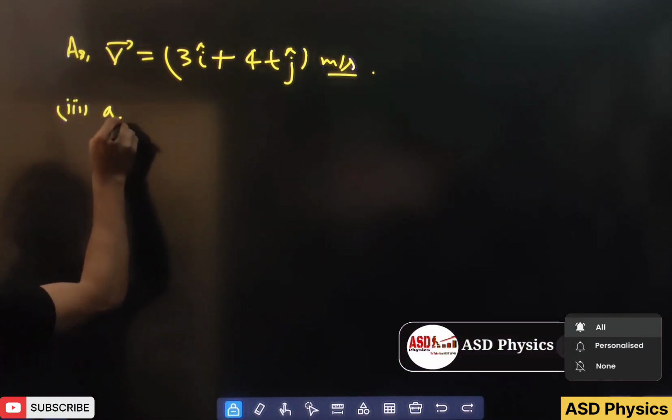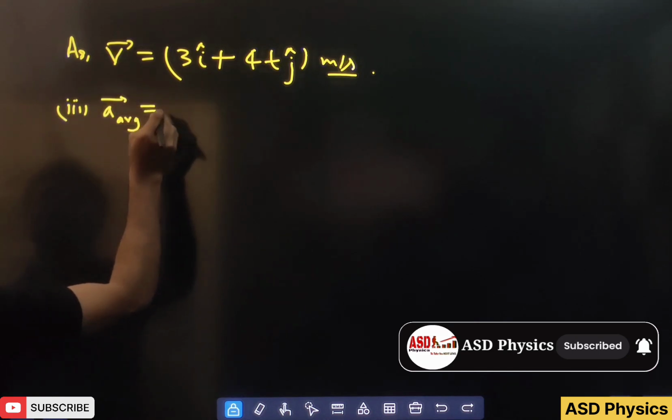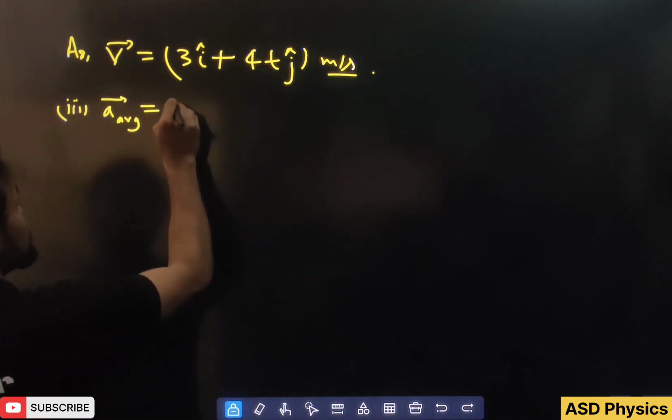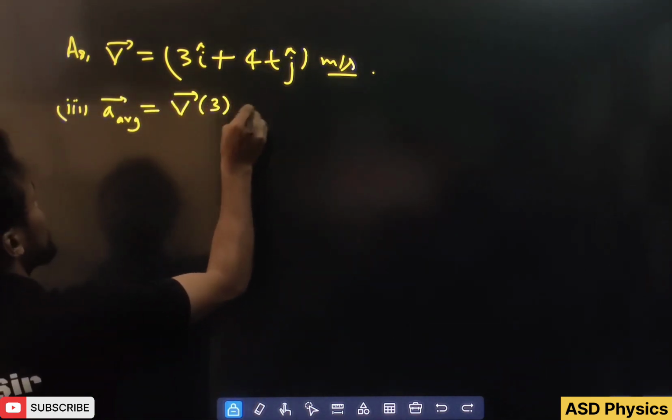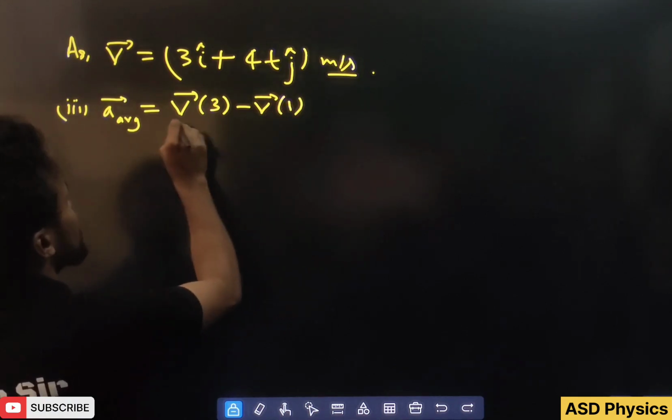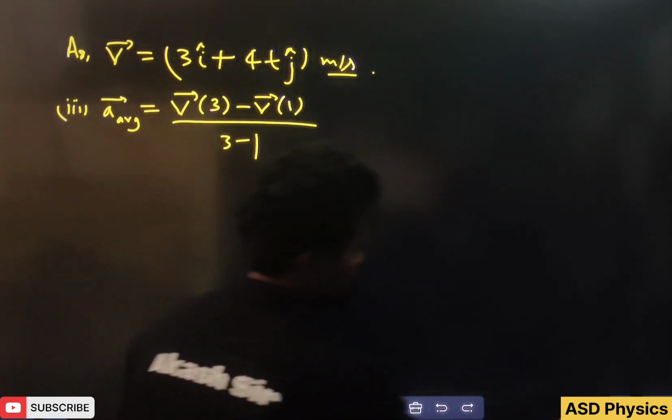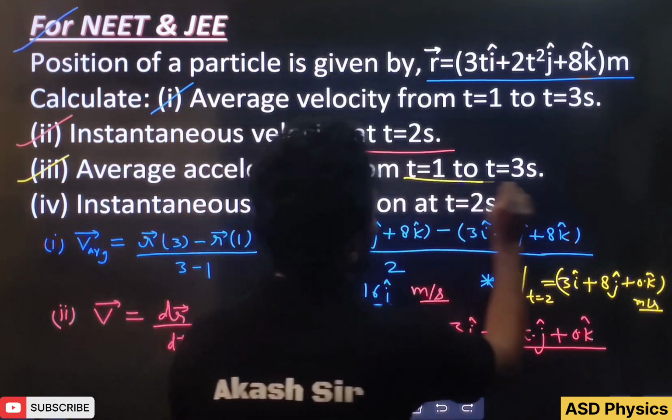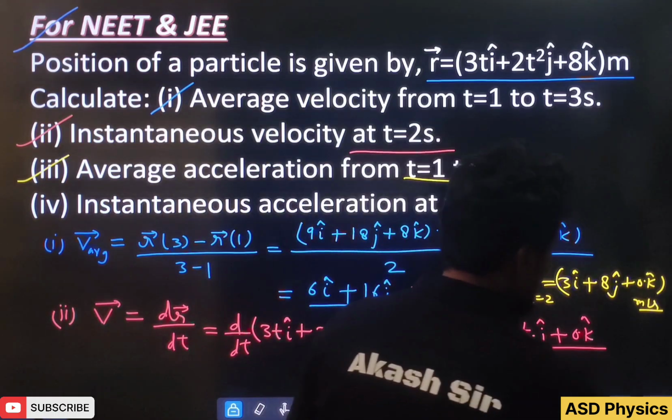Now students, this average acceleration is given by what here? Average acceleration is vector v3 minus vector v1 by 3 minus 1 here, because it is from 1 to 3 seconds. So this one we have done here.